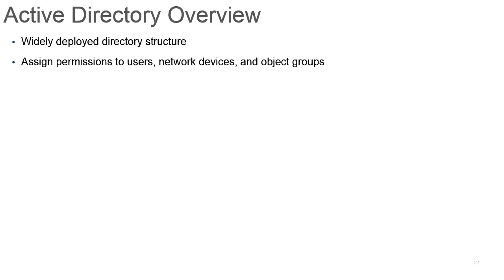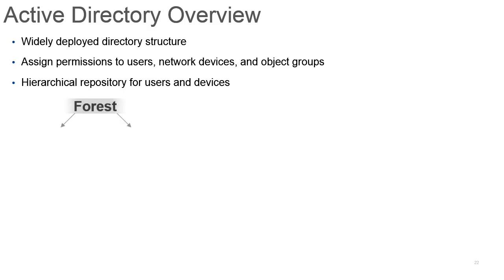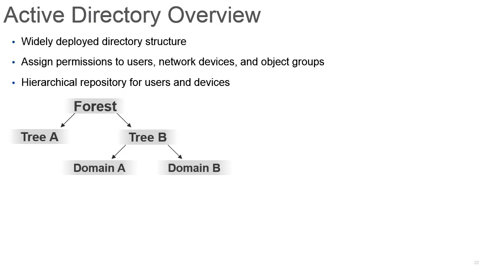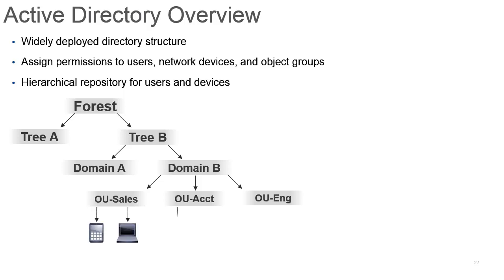It is a hierarchical repository for network user and device information. A forest at the top level contains one or more trees. A tree is a collection of domains that share trust relationships. A domain is a grouping of objects that share the same database, logically grouped as organizational units, or OUs. Now, these OUs can mimic your corporate structure: a sales OU, an accounting OU, and an engineering OU. Or they can group server objects in a cluster, or printers on the same floor, whatever you need. Each server, printer, client PC, and user account is stored in the Active Directory as an object.